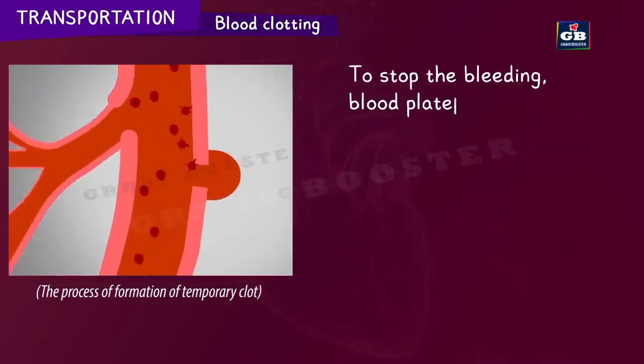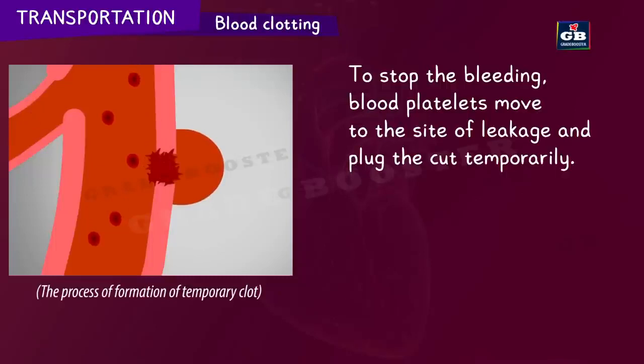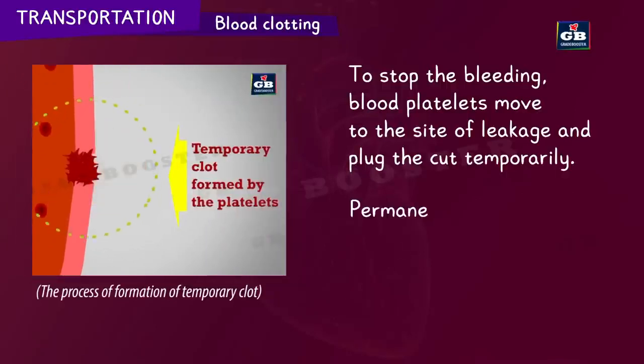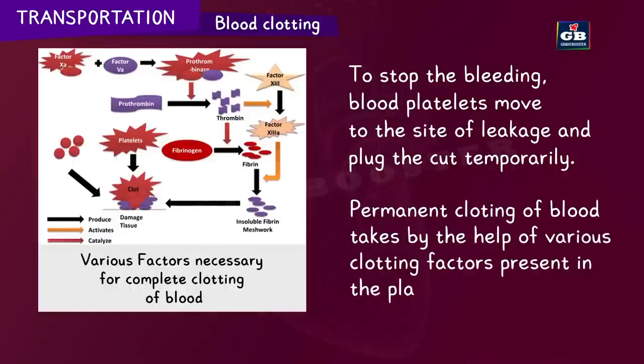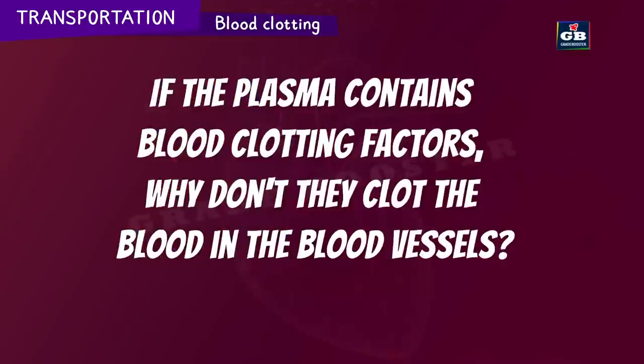To stop the bleeding, blood platelets move to the site of leakage and plug the cut temporarily. Permanent clotting of blood takes place with the help of various clotting factors present in the plasma of the blood. Here is a question for you. If the plasma contains blood clotting factors, why don't they clot the blood in the blood vessels? If you know the answer, please write it in the comments.